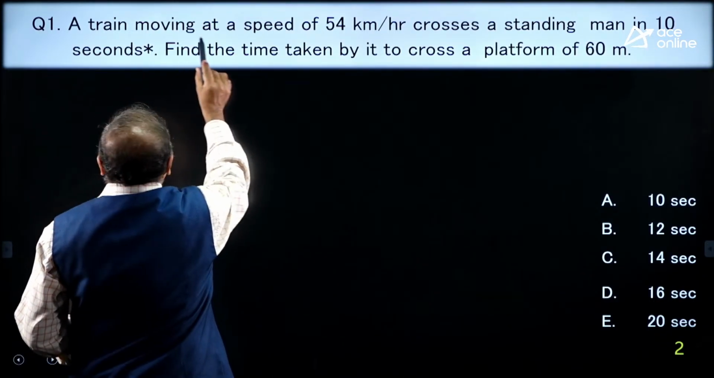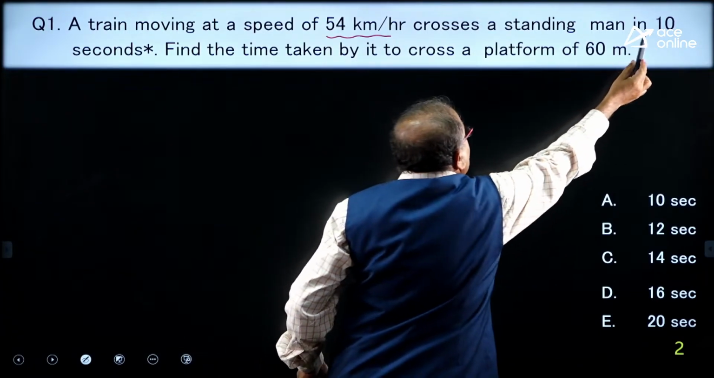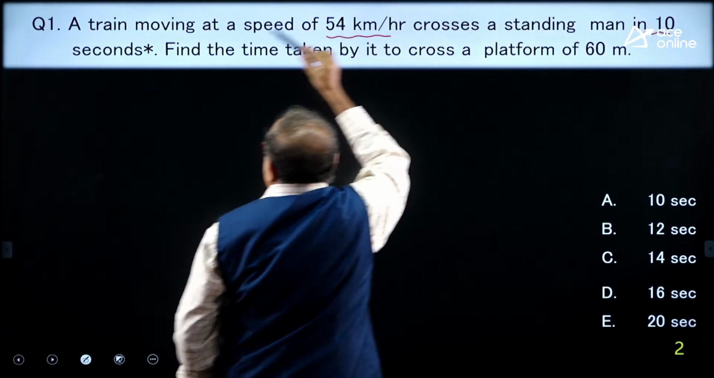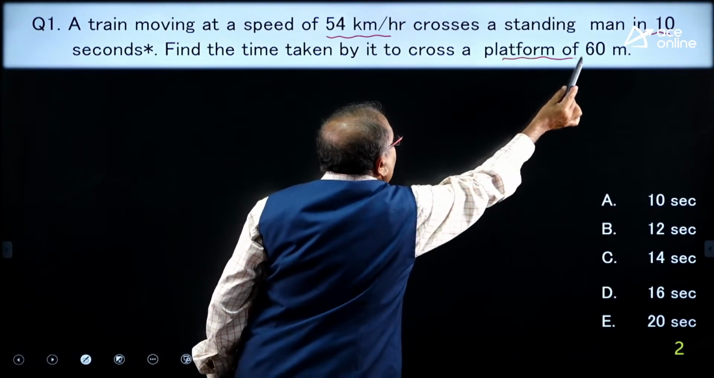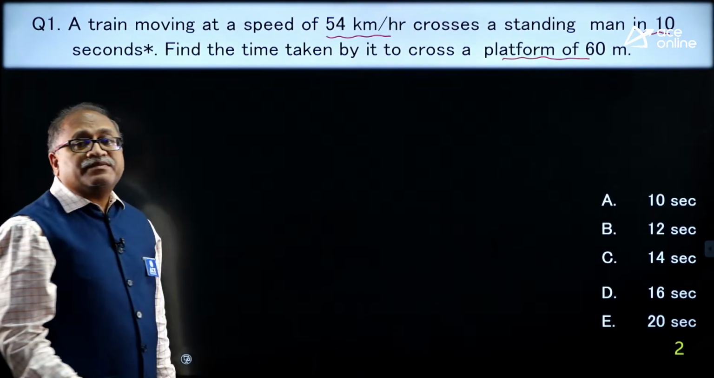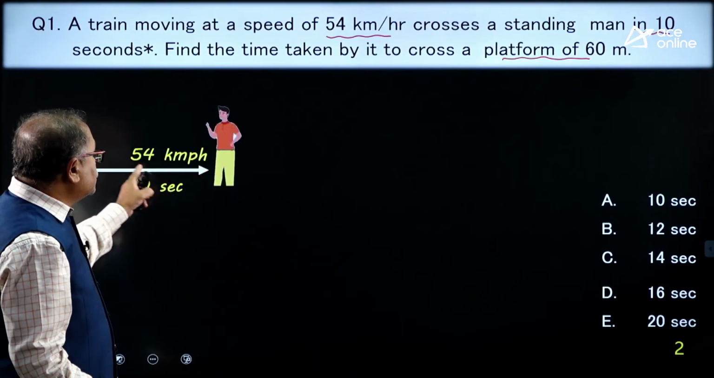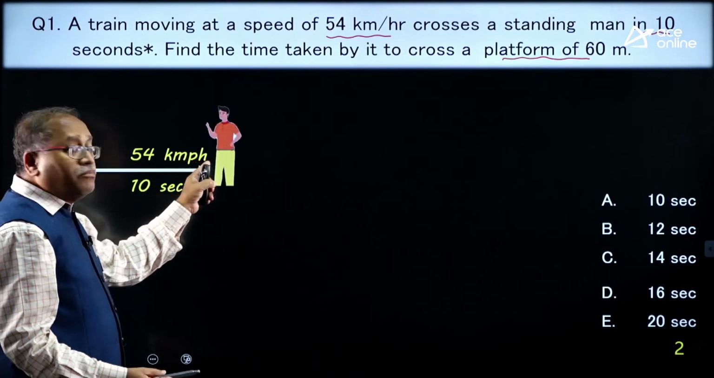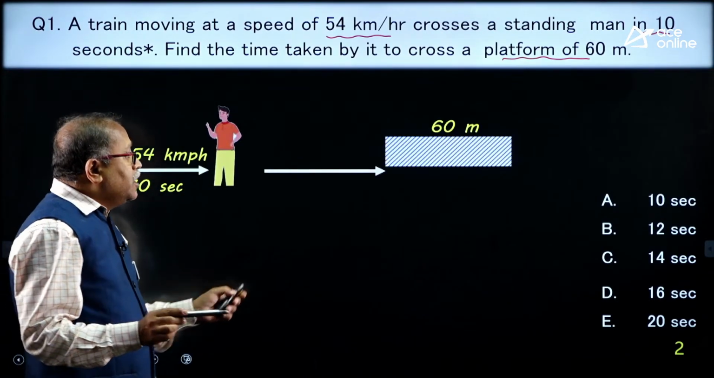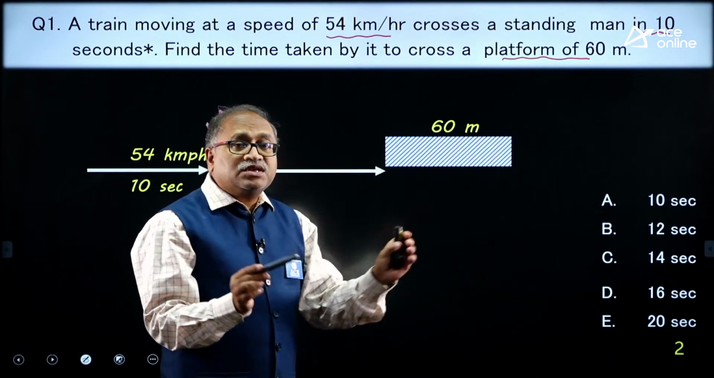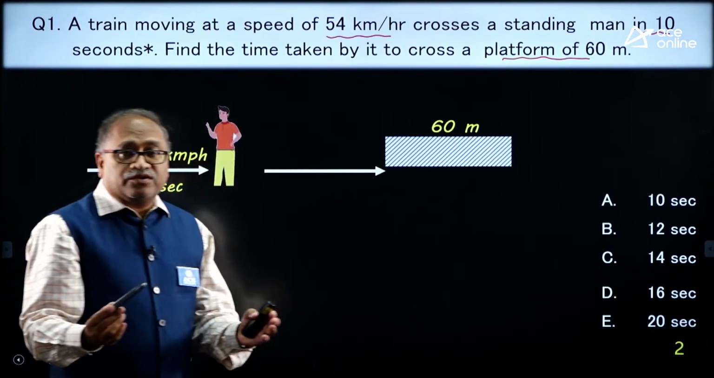A train moves at a speed of 54 km per hour, crosses a standing man in 10 seconds. Find the time taken to cross a platform of 60 meters. The train takes 10 seconds to cross a man with a speed of 54 km per hour. How much time will it take to cross a platform which is 60 meters long?